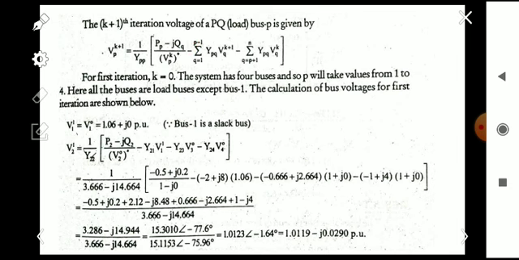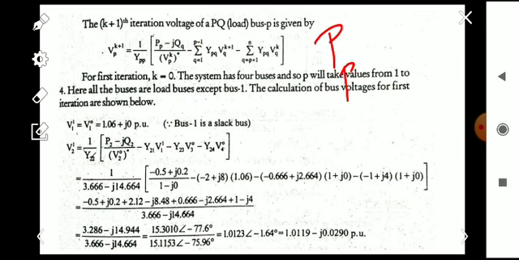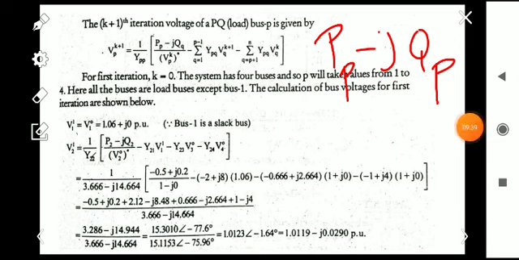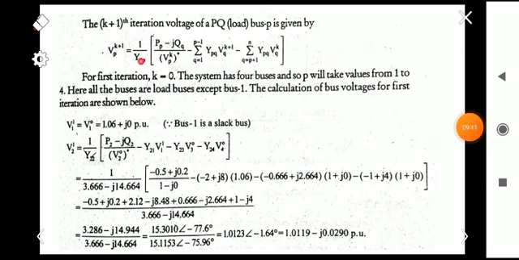It is not like that, it is P minus jQP. For the bus number p, it will be PP minus jQP. Here it is a 4 bus system, so the values of p will be 1, 2, 3, up to 4. And we can start the iteration process.